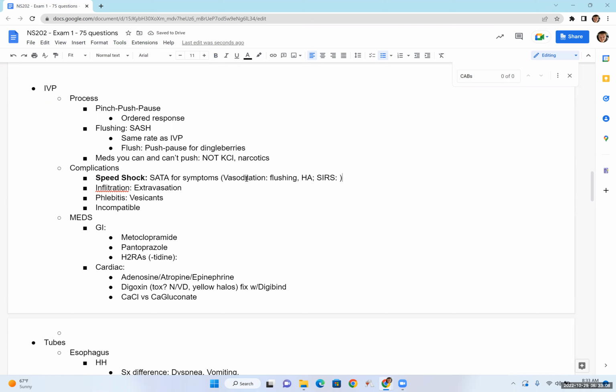So I want you to recognize that speed shock can happen. People ask me, well, I see all the nurses just push it in, so why is nobody getting speed shock? Because there are certain medications, like the calcium, or one in the math homework, which I haven't posted yet, where giving it too fast can cause speed shock. Actually, no, we did the calcium one already. So yes, make sure you give it slowly.